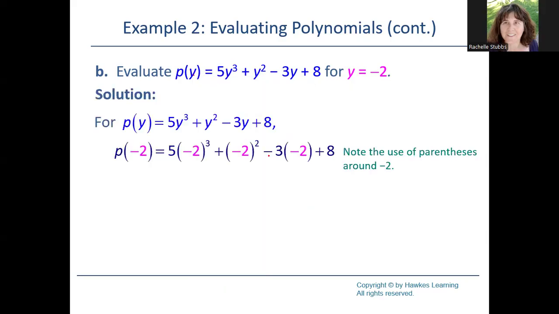So we put a -2 wherever there's a y. We do all the math. And we end up with a -22. So it's the ordered pair, a -2 and a -22.